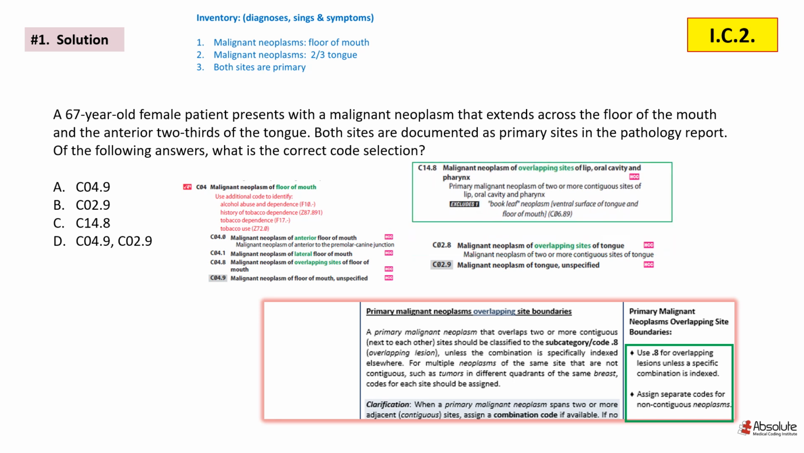So let's go ahead and look up these codes. Let's start with C04. This is the code for malignant neoplasm of floor of mouth. All right, so we would use this for the floor of the mouth.